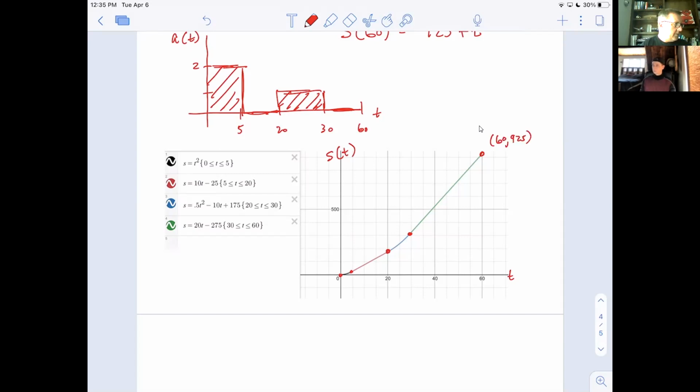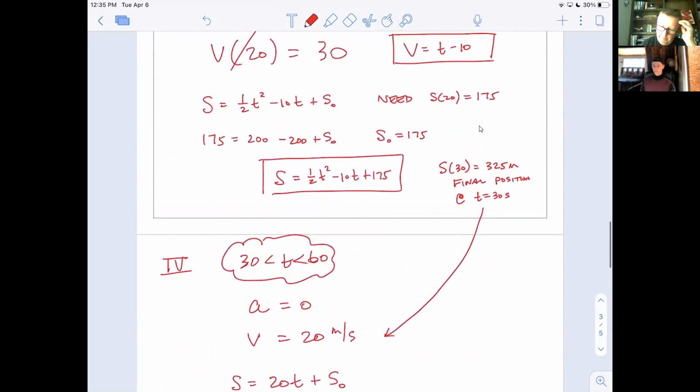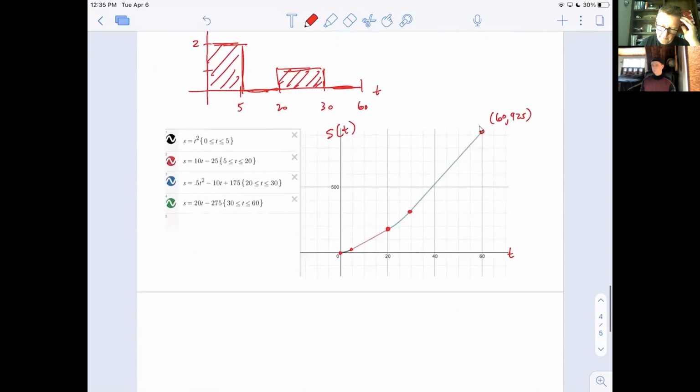If I wrote this down some other place. Oh, I guess I got it here. It was at 925, and then it was at 325. So that looks like that works. At 30, it was at 325, and at 20, it was at 175. And at 5, it was at 25. If I remember right, I think that was all of them. So it's kind of cool to see the smooth transitions. But yeah, you're right. This is really tricky.